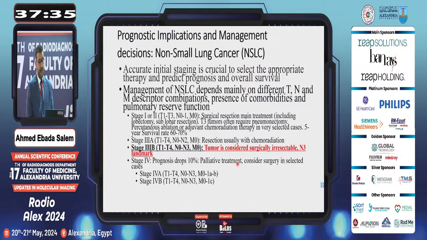Early stages, including stage 1 and 2, can be managed by surgical resection, including lobectomy, sublobar resection, or even pneumonectomy. As we said, stage 3B is when the patient has an N3 nodal metastasis, which is considered by definition irresectable. So the patient is not considered a surgical candidate at this time. Stage 4 is associated with very poor prognosis, and survival drops significantly below 10%.